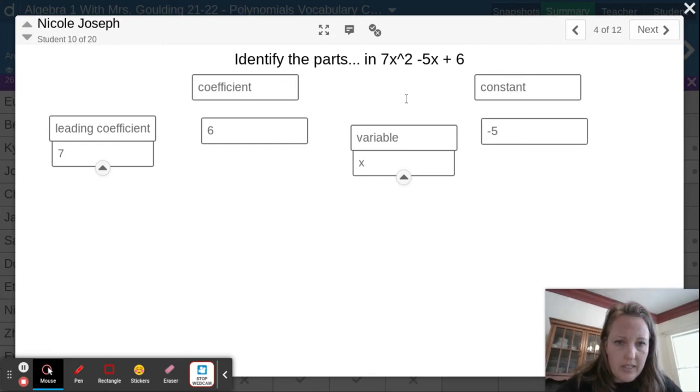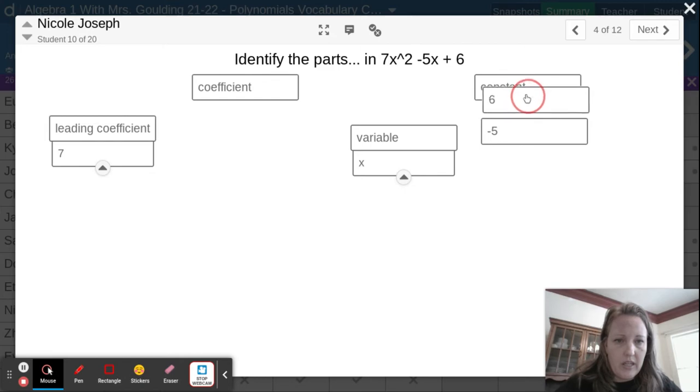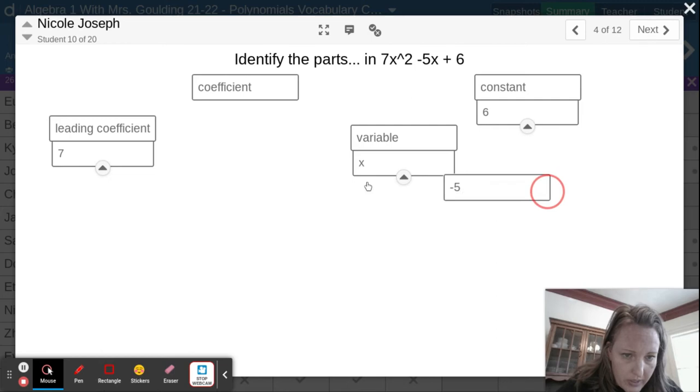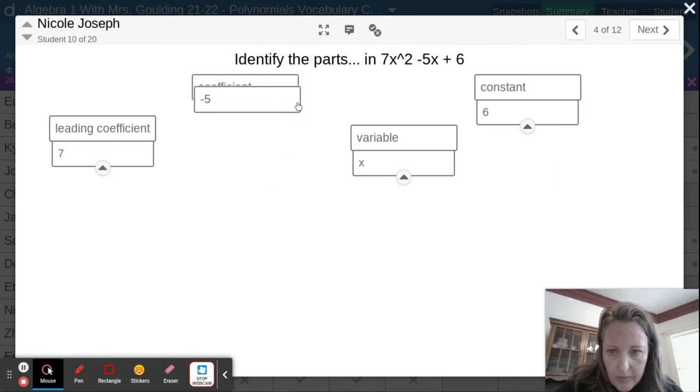The constant is right here all by itself. A constant does not have a variable. So I'm going to switch these. The constant is 6, okay? Now those are hooked together. And the coefficient here is -5. Sometimes they're a little persnickety. So let me explain that. So hold on. There we go.